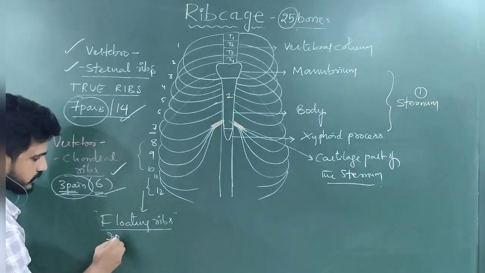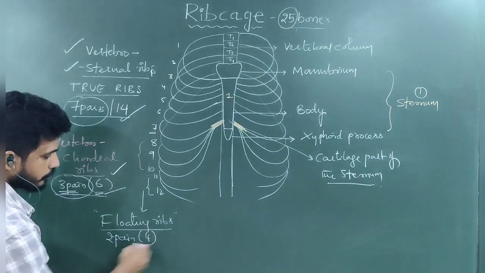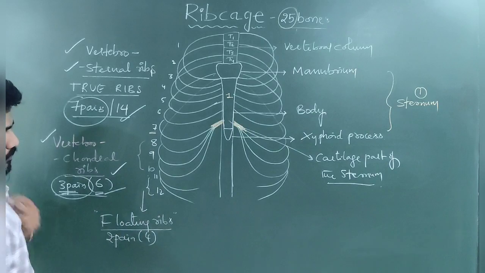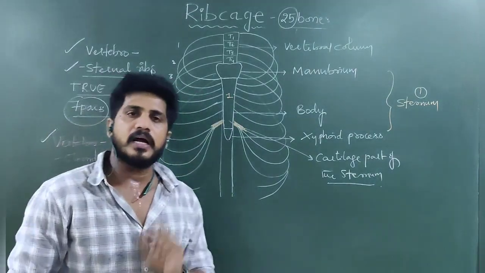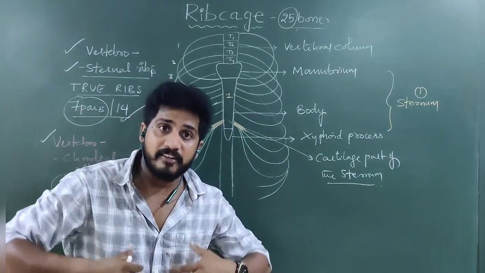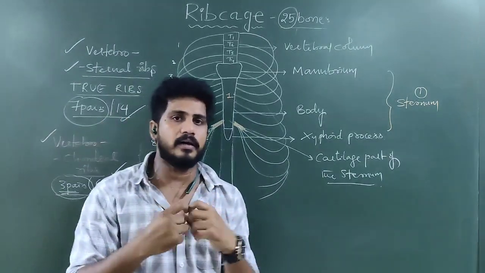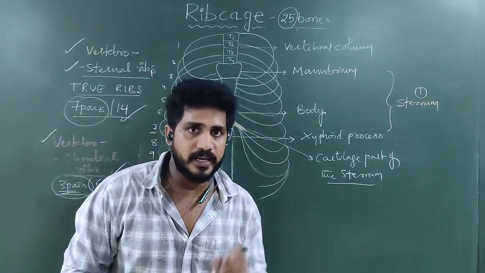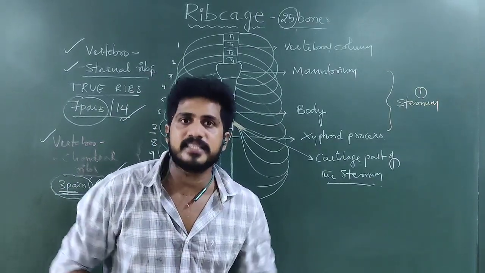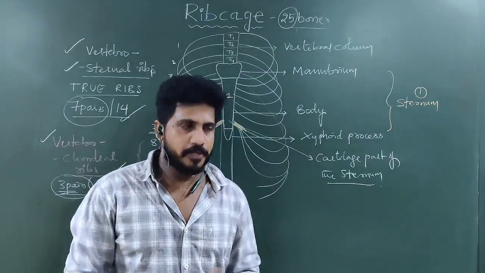They are 2 pairs, or 4. Nothing but 11 and 12 pairs of ribs. They are also pairs, coming from the vertebral column. Dorsally they are connected to the vertebral column, but ventrally they are not connected to any part; they are floating freely. They mainly protect the kidneys in the abdomen region.